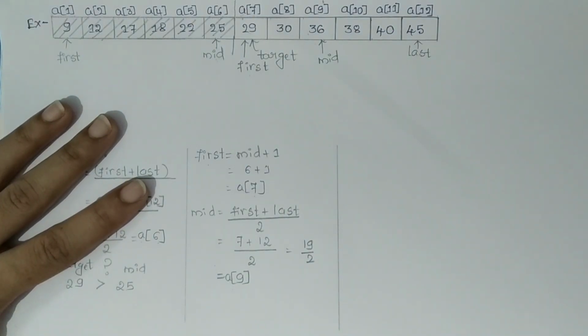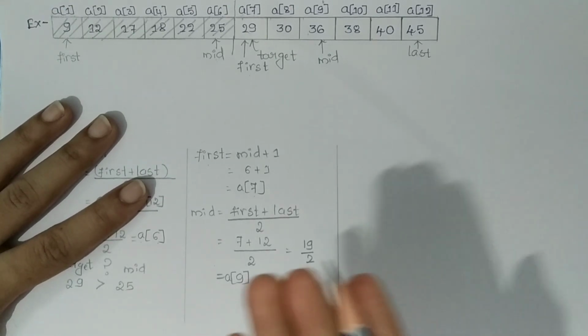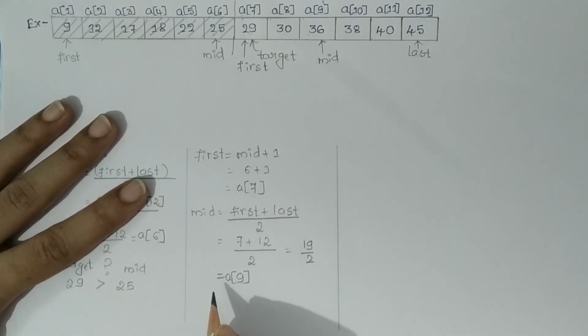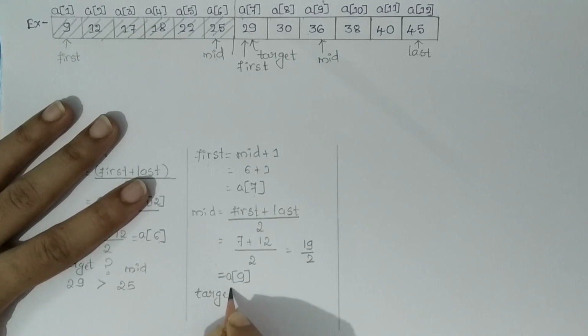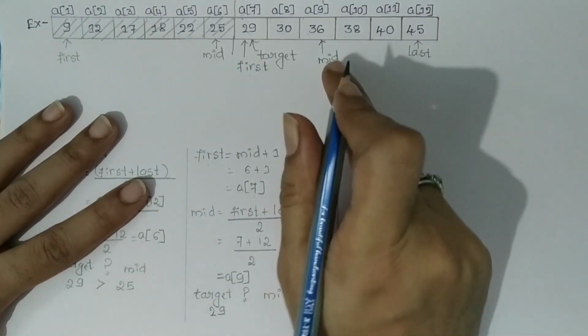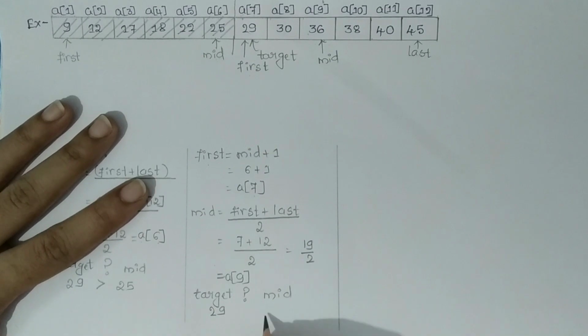Now what next? We have to compare target value with the middle value. Target value is 29. Middle value is 36. Compare these two. Target value is less than 36.